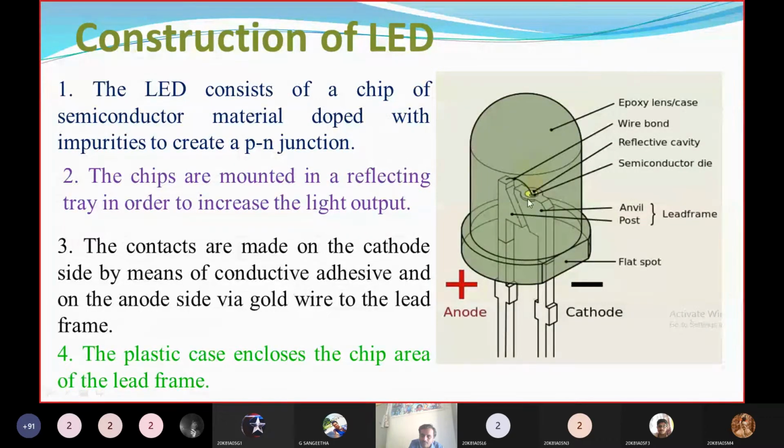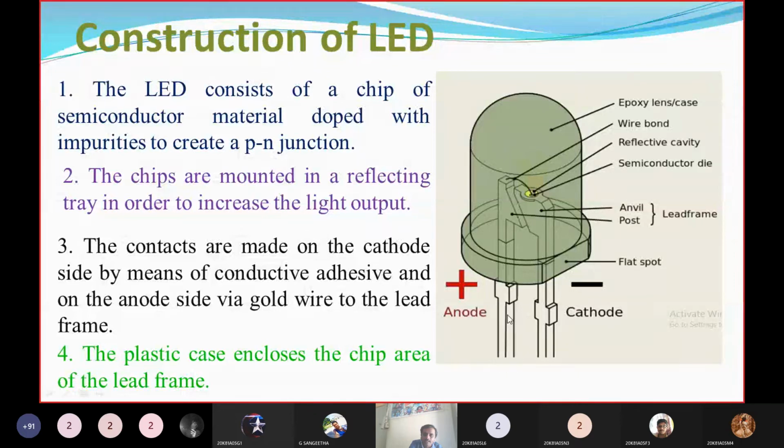Now coming to the contacts: they are made on the cathode side by means of conductive adhesive, and on the anode side via gold wire to the lead frame. See here, this is the lead frame. The cathode is connected to the lead frame using conductive adhesive, and the anode is connected using a small, very thin gold wire.